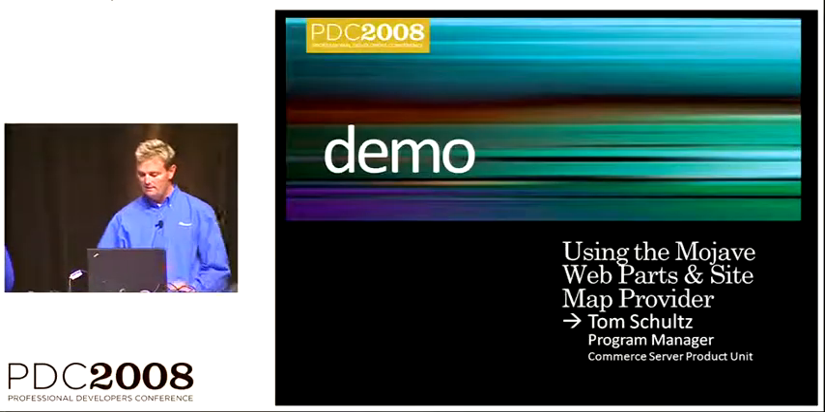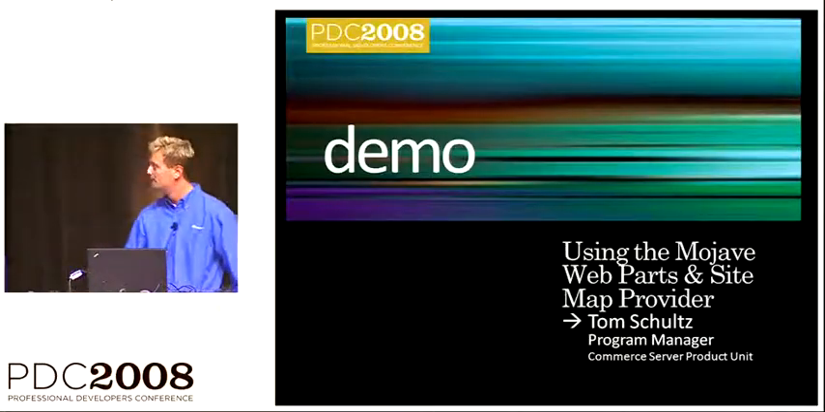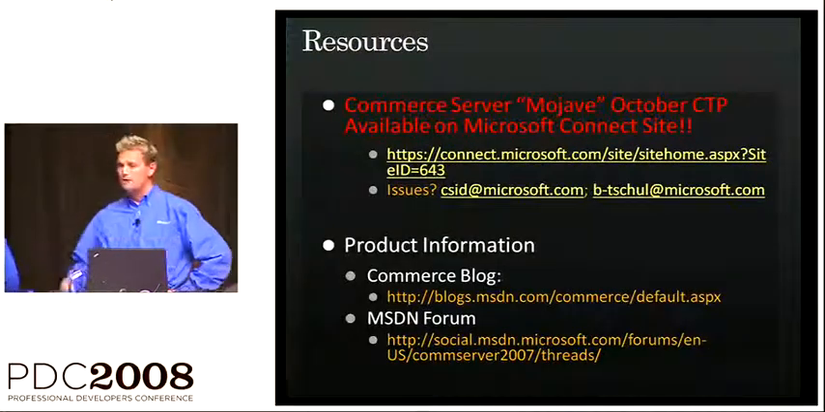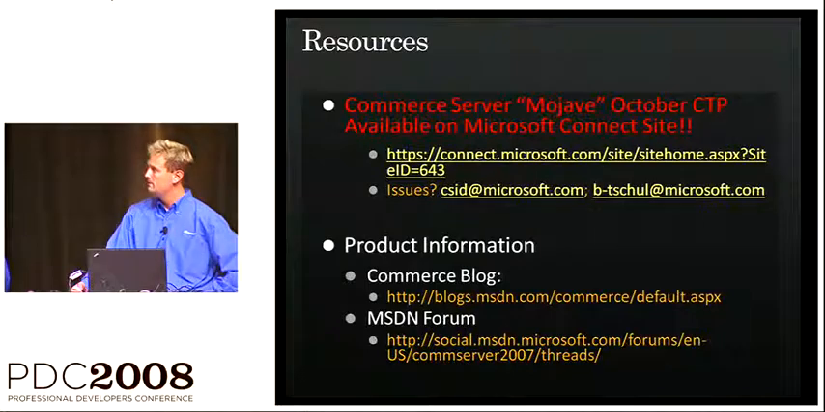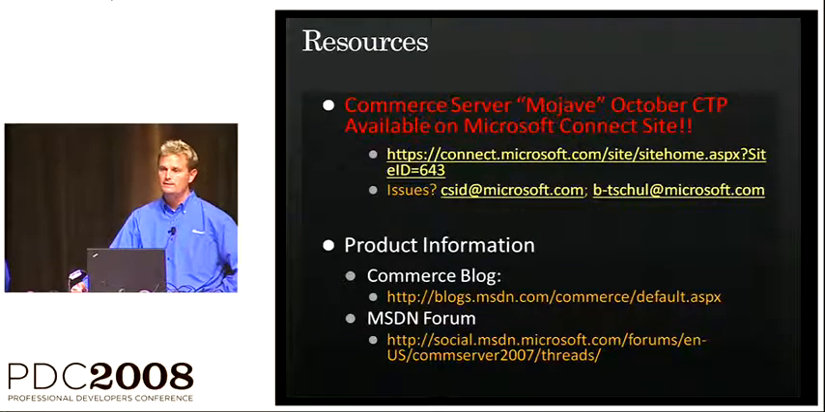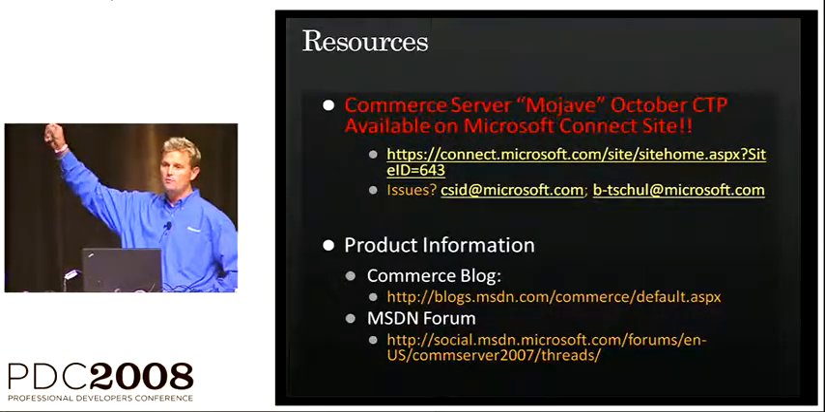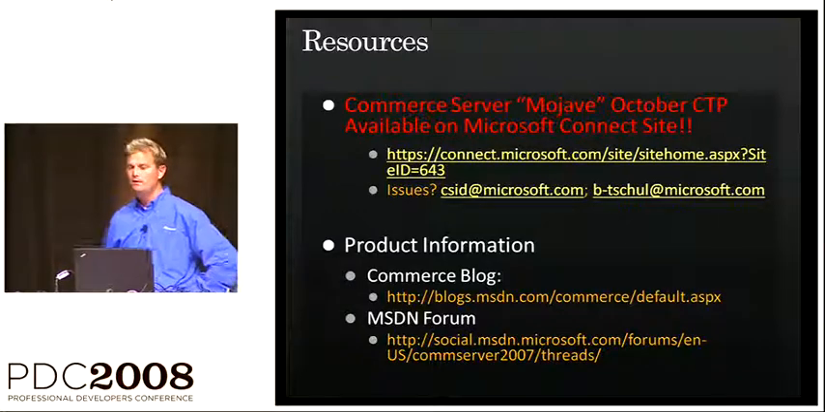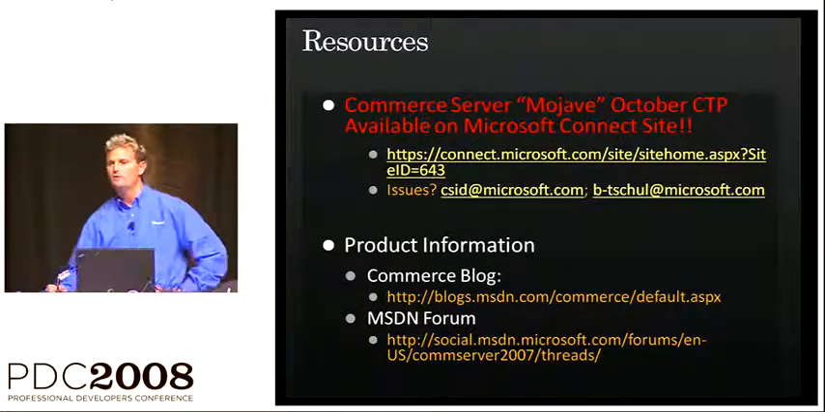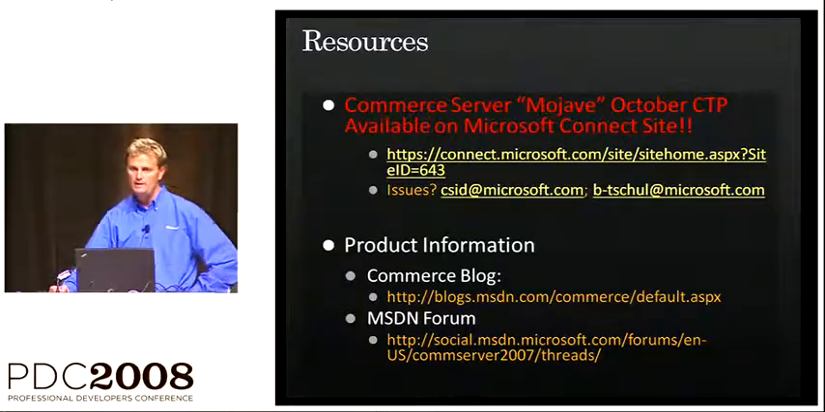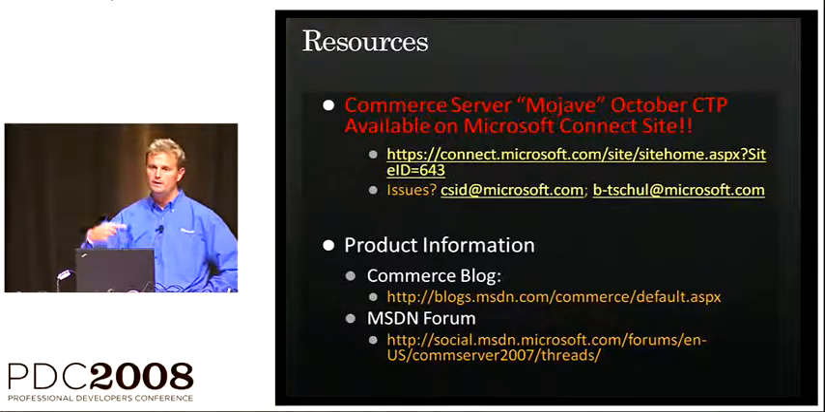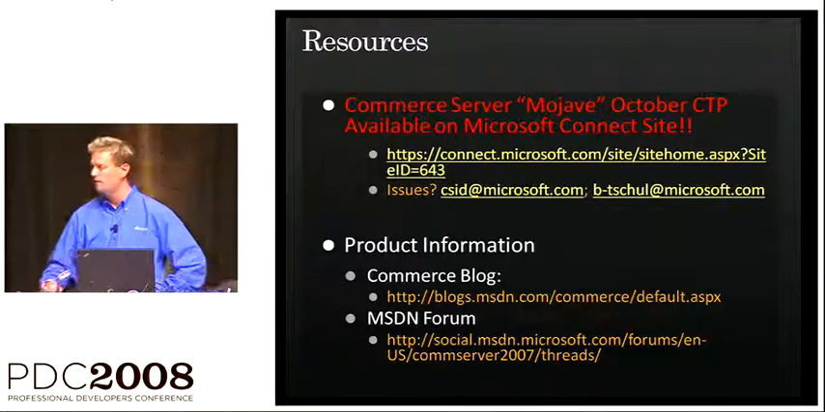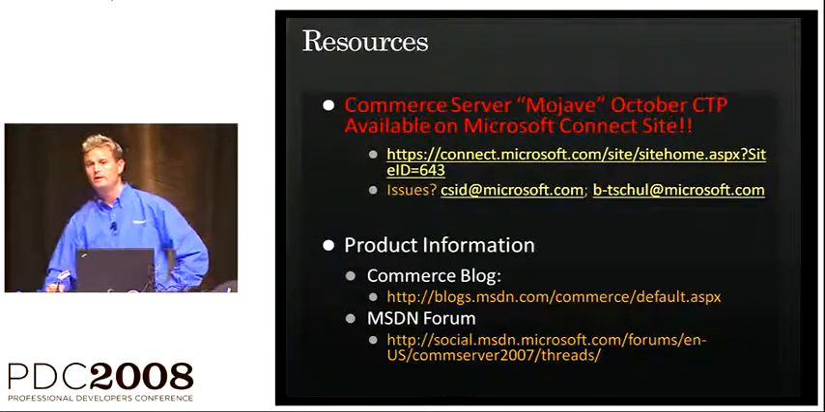All right, short of time. All right, so we're pretty much out of time, and really apologize. We've run late. So everything we built, again, was with the October CTP bits. If you want to get access to them, you can check the connect.microsoft.com site. Our Commerce Server site is appended there. You do have to accept the end-user license agreement. If you have any issues with that, please send an email either to csid@microsoft.com or myself, b-tschul@microsoft.com, and we'll get those bits in your hands.